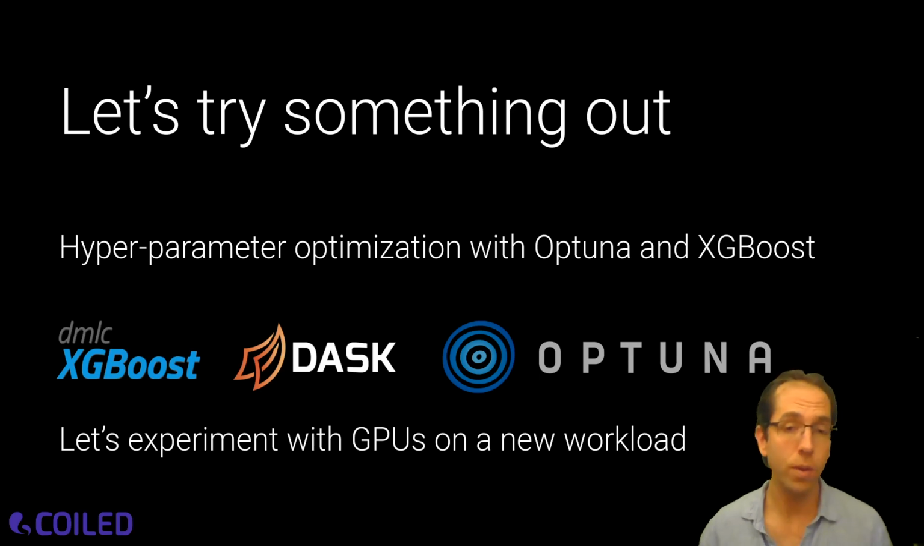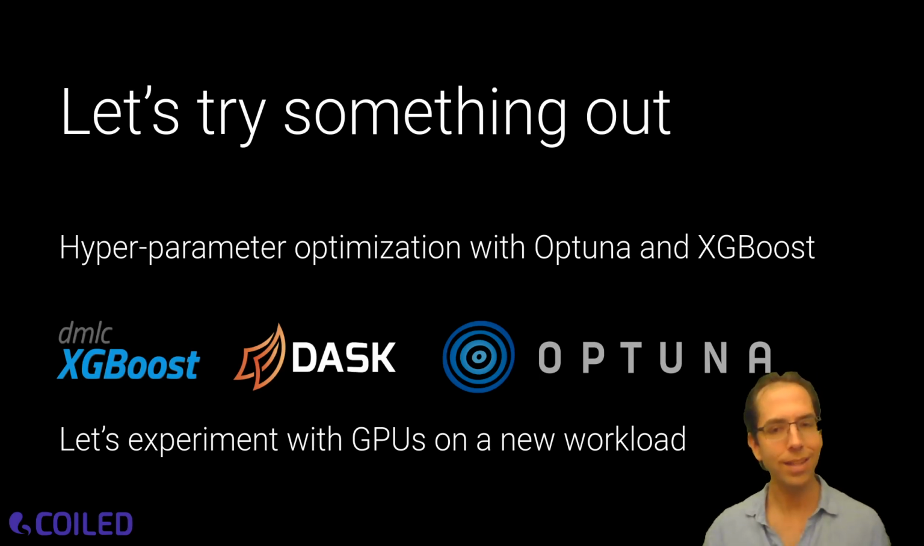So we're going to play with XGBoost and Dask and Optuna, and we're going to swap out CPUs for GPUs. Optuna is a library out of Preferred Networks, which does hyperparameter optimization. It's very popular, and it gives you a lot of flexibility. James Bourbeau, a Dask maintainer, integrated Optuna and Dask just, I think, a week or two ago.